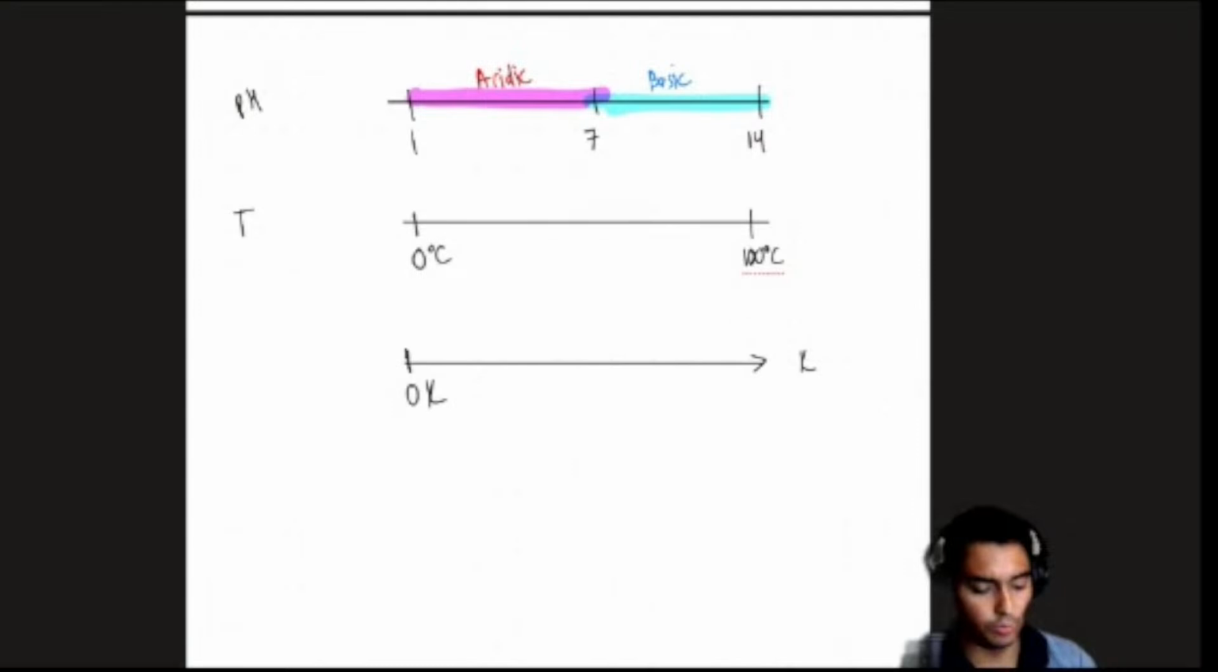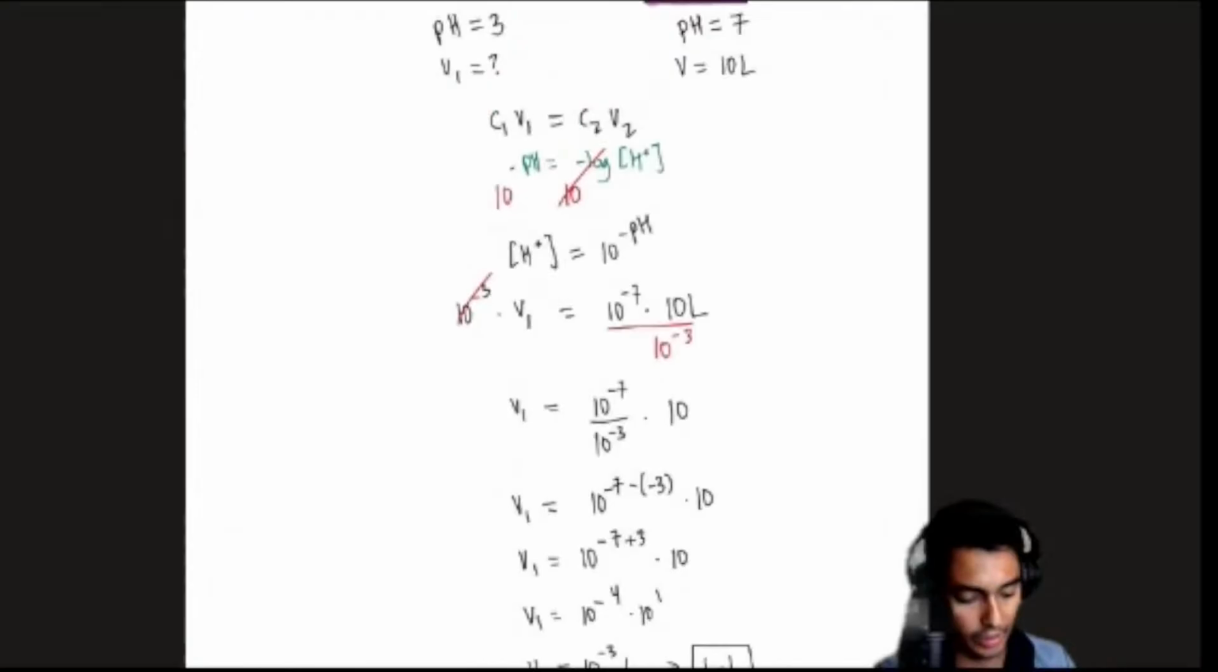So what we did in this example was a dilution calculation, and our final answer was 1 ml. So what was 1 milliliter? The question was, suppose we have an acidic solution and a neutral solution. In our neutral solution, we have pH 7 because pH 7 is neutral, and our volume for the neutral solution is 10 liters. And our pH for the acidic solution is 3. So what volume do we need to dilute?